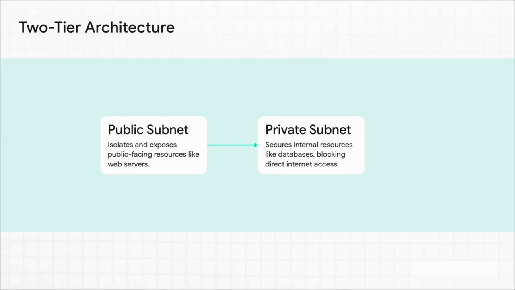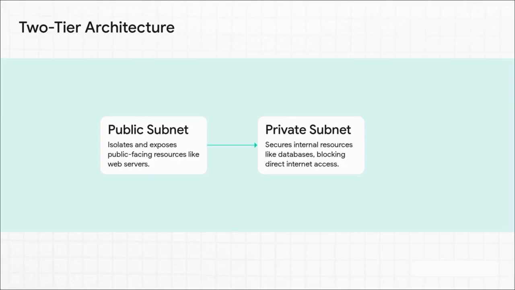One of the most common and, frankly, powerful patterns you'll see is a classic 2-tier web architecture. Here's how it works. You create one subnet, let's call it the public subnet, and you put everything that needs to talk to the scary open internet in there, your web servers, your load balancers. Then you create a second, totally separate private subnet.